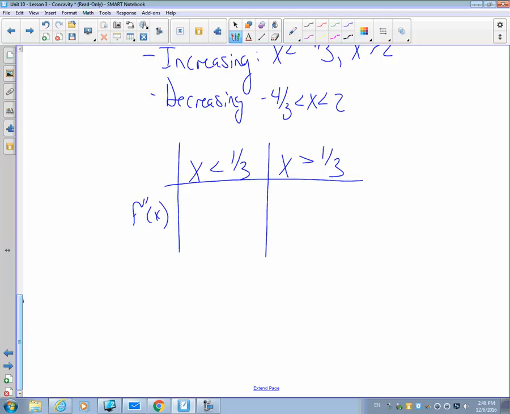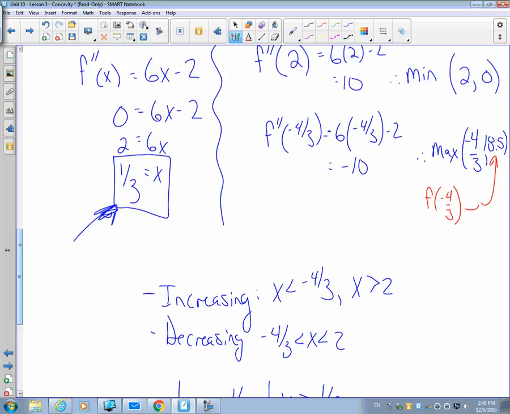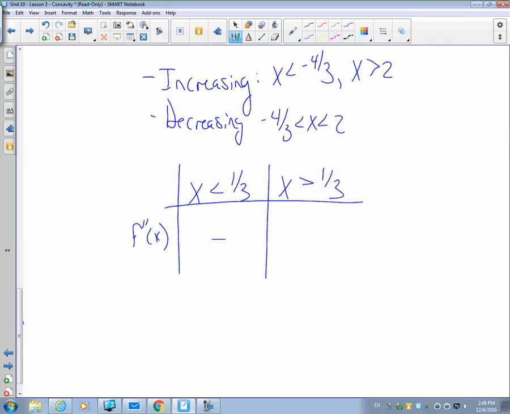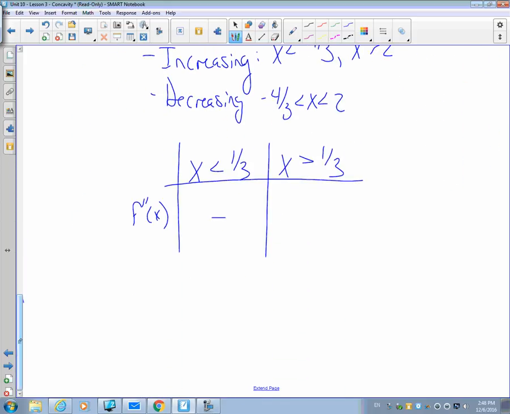So let's pick a number less than 1/3. Let's pick 0. If I put 0 in there, I'm going to get -2. If I pick something bigger than a third, pick the number 1, we'll get 6 minus 2, which is +4. So what could I say about this? My concavity, let's say concave down and concave up. Okay, so that's some more information we need.